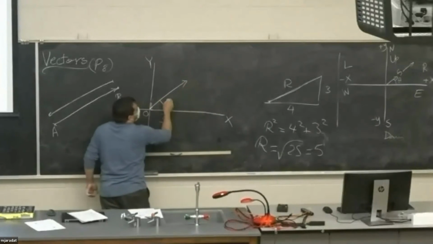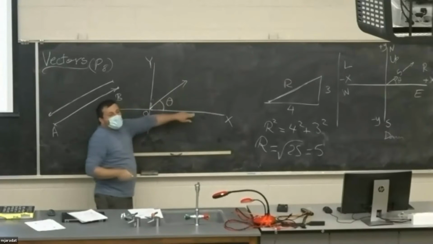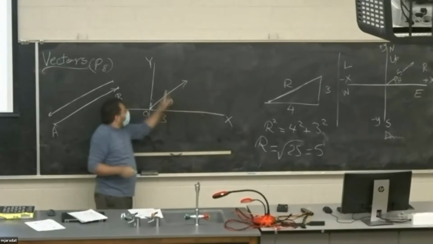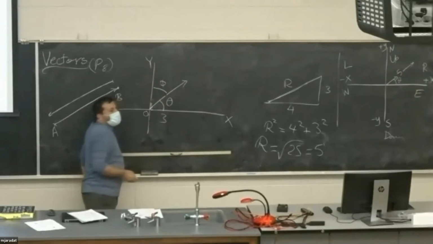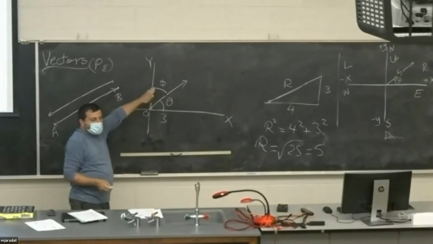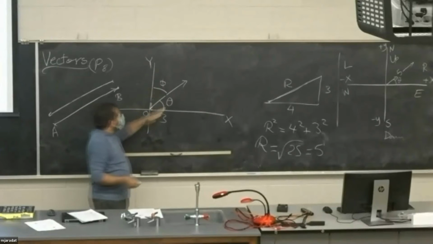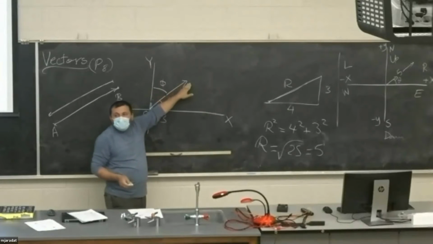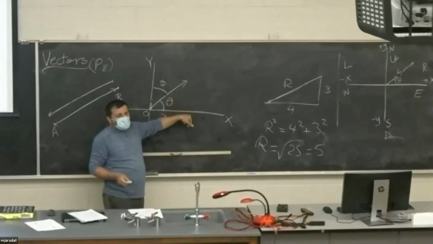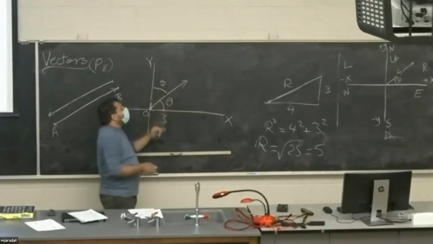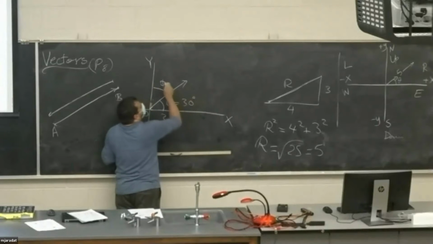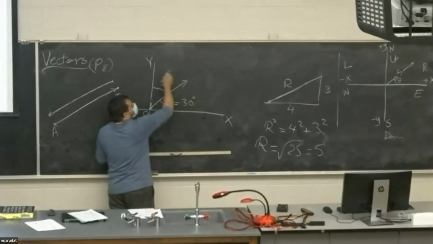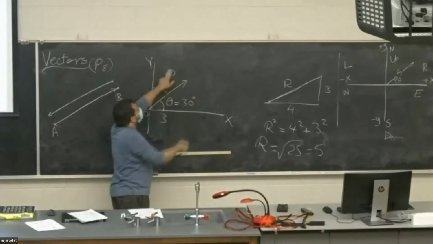So if we have this angle theta from the positive x, we have another angle phi, for example, from the positive y. You need to tell me, I move 5 steps in the direction of theta from the positive x, or phi from the positive y. Maybe theta is 30 degrees. Phi will be in this case 60, right? It is 90 minus 30.